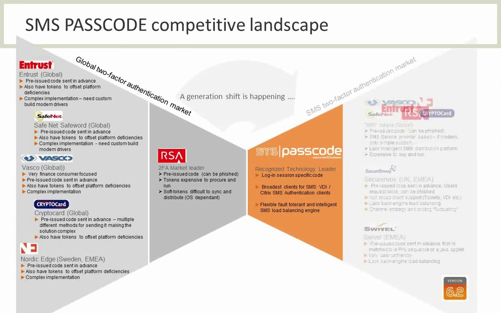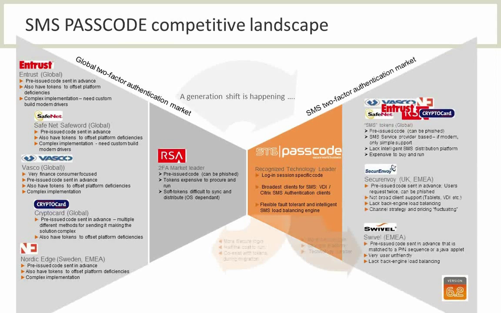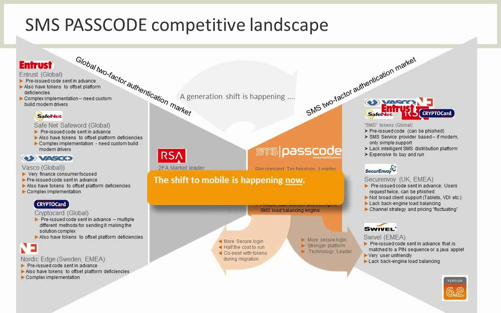So these are some of our competitors. What we're saying now is with SMS Passcode, it's more secure in terms of login, half the cost to run. We coexist with tokens as well, so if you're doing a migration, it's very easy to deploy. It offers a stronger, secure login, stronger platform, and we're a technology leader. And the shift to mobile has been happening in the last few years, and we just see it increasing.